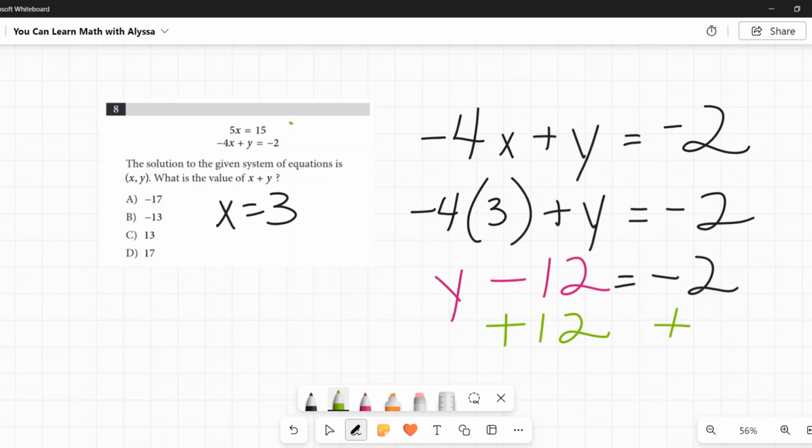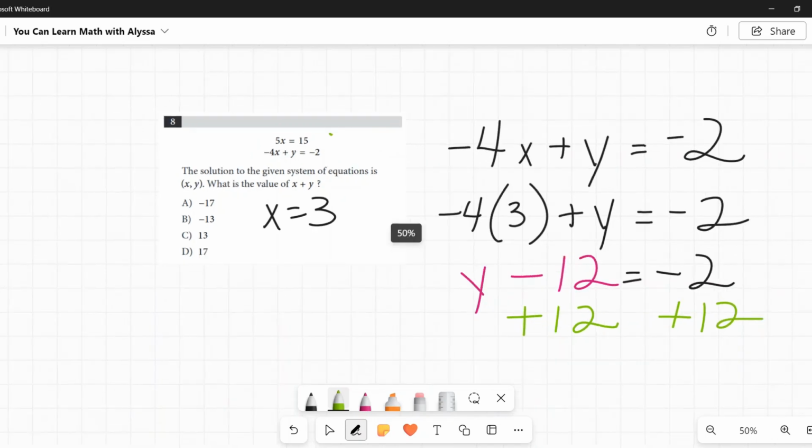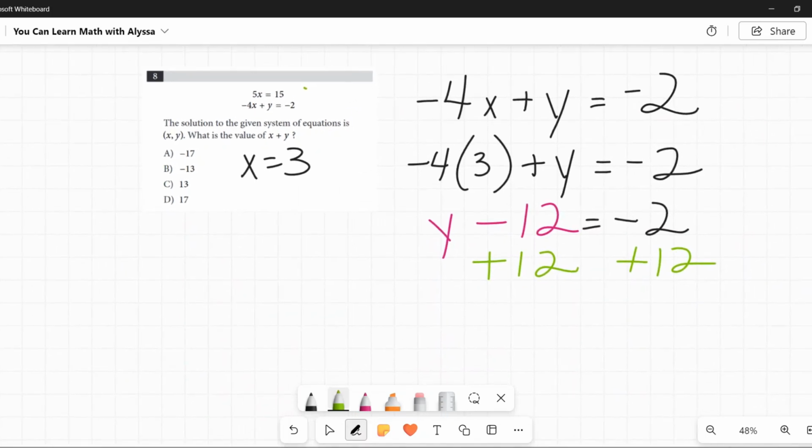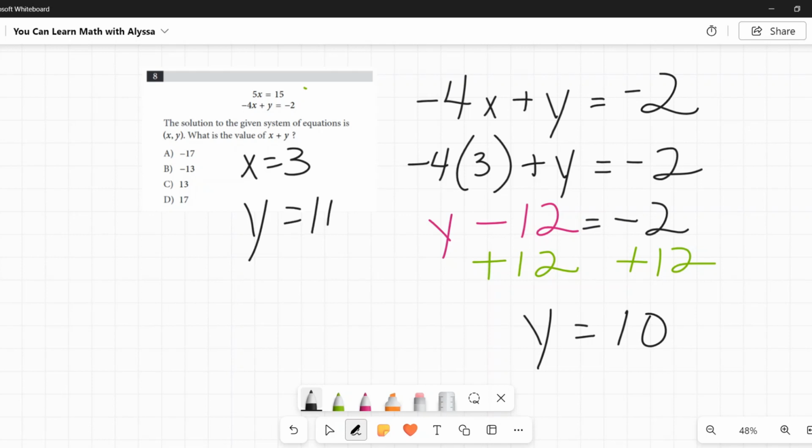We want to do that to both sides. So on the left, y minus 12 plus 12, and we just have y. And on the right, negative 2 plus a positive 12 is a positive 10. So now I know y equals 10. But is that what they asked? Nope. The question is, what is the value of x plus y? So what is 3 plus 10? It is 13, and that is C.